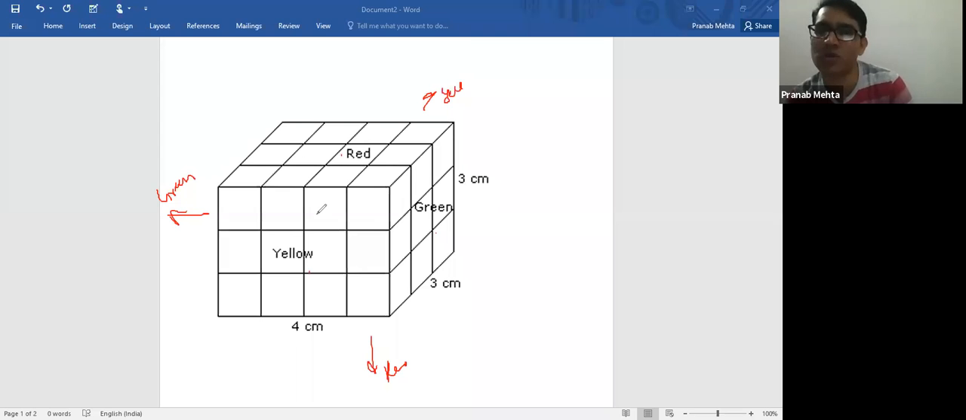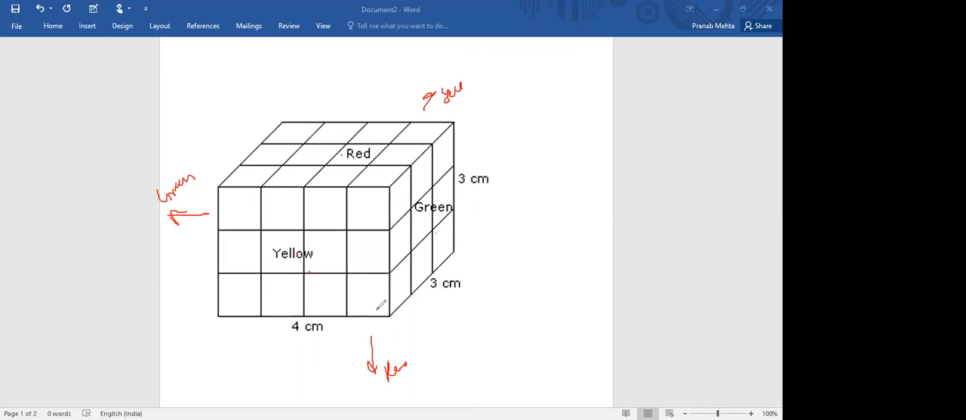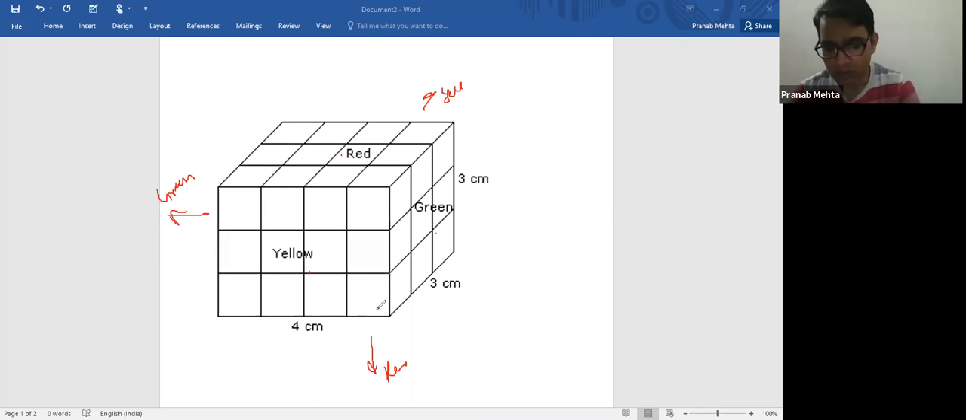In fact, if you want to interchange, you can interchange. It won't make any difference. This is red and the other side you can make red, and this you can make yellow and the bottom yellow. Your answer won't change. Your answer still remains the same. All right, any doubt till here? No doubts? All right, let us go with the question now.